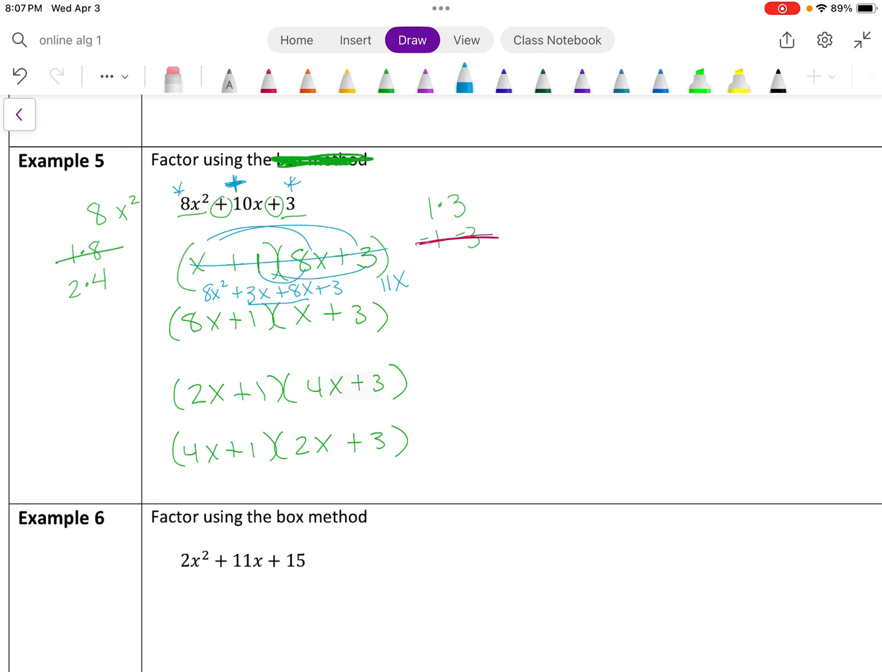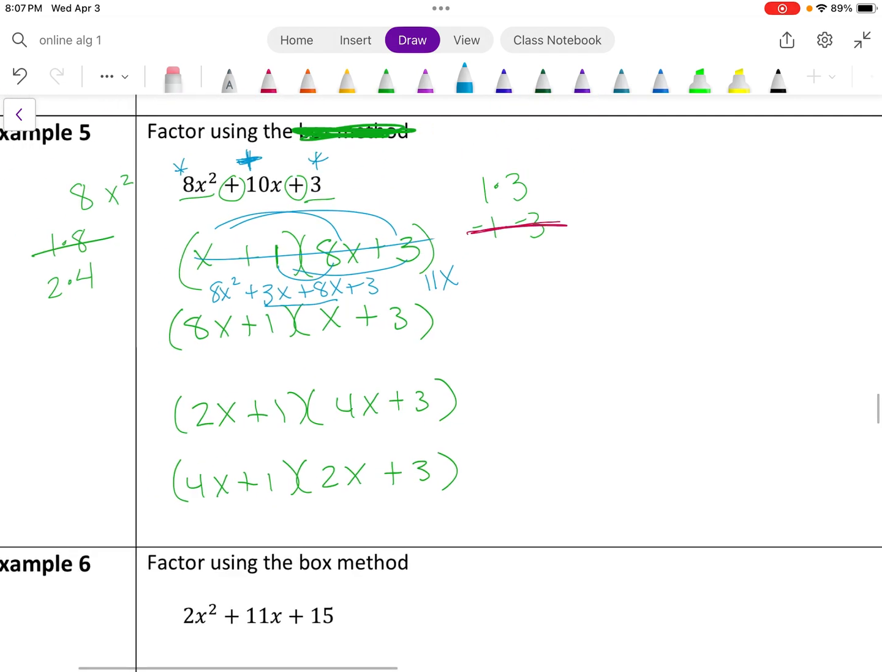I know this is getting a little smushed here. Let me zoom in. So now I'm going to multiply the next one. 8x times x is my 8x squared. 8 times 3 is 24. 24 is pretty big. I don't think this one's going to work. 1 times x is 1x. 1 times 3 is 3.